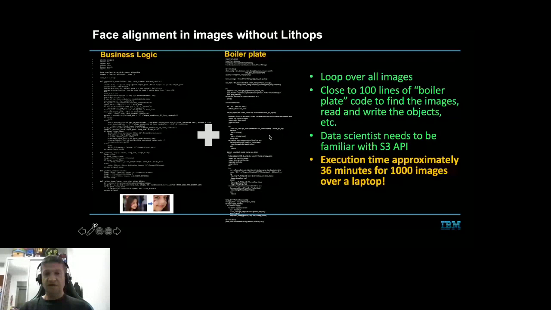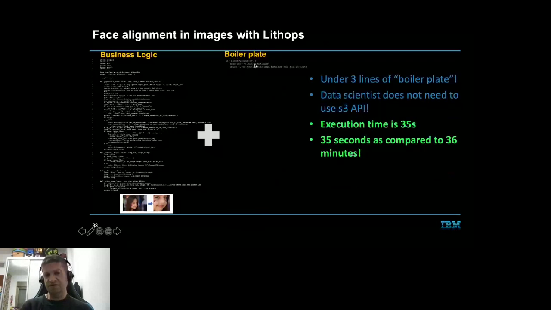If you take Lithops, you just take the same business logic and deploy it with 3 lines of boilerplate code, because you just tell Lithops, this is my code, and this is the dataset in object storage, then just run it. In experiments we did, it was like 35 seconds compared to 36 minutes when you run it over your laptop, for 1,000 images. But if it's much more than that, you can't run it over your laptop anymore, and so the complexity grows.